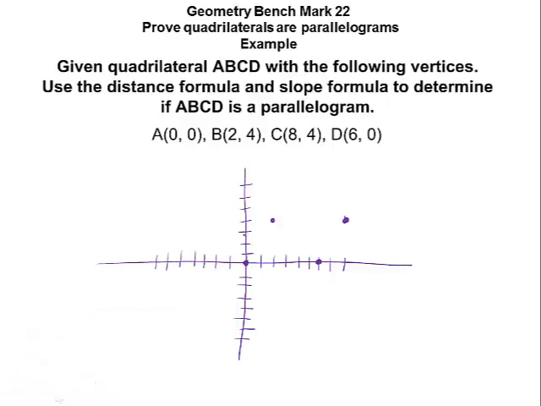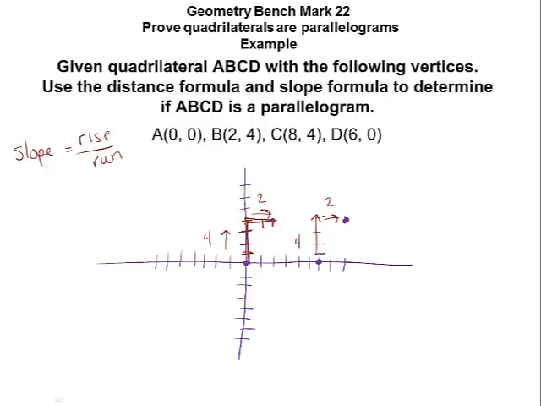If I count from here to here and from here to here, that's the change in y over the change in x. Remember that slope is rise over run. So if I go up 1, 2, 3, 4, I went up 4 and over 2. If I go this way, I'm going up 1, 2, 3, 4, up 4, and over 2. My slopes match. Now I need my slopes and my lengths to be the same.